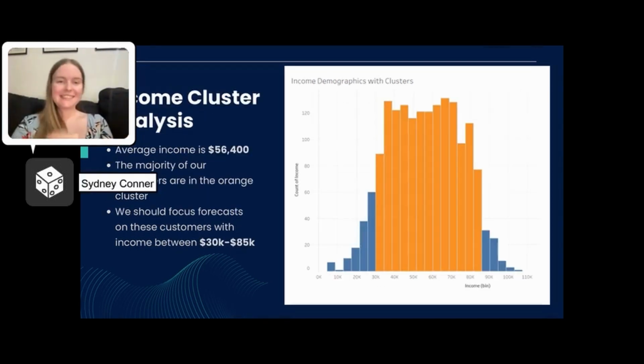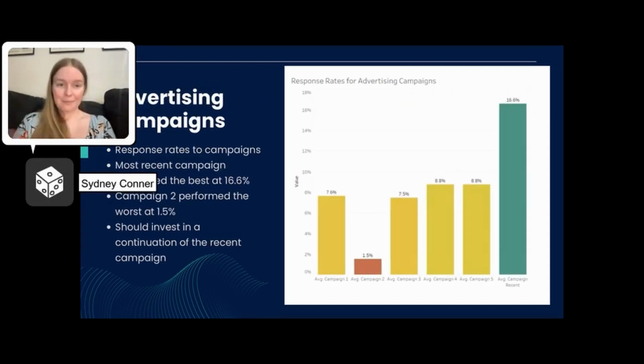Great. Next graph. So this is the income cluster analysis. As you can see here, our average income is $56,400. The majority of our customers are in this orange cluster section, with the outliers being in those blue sections. We should focus forecasts on these customers with income between $30,000 to $85,000 because they are the majority of our customers.